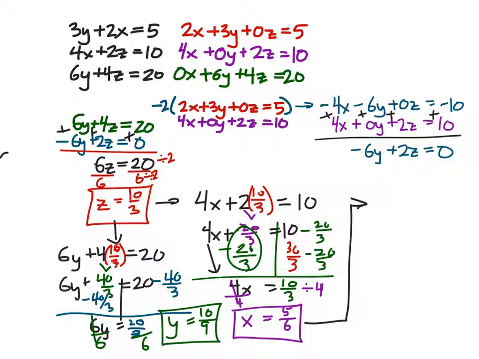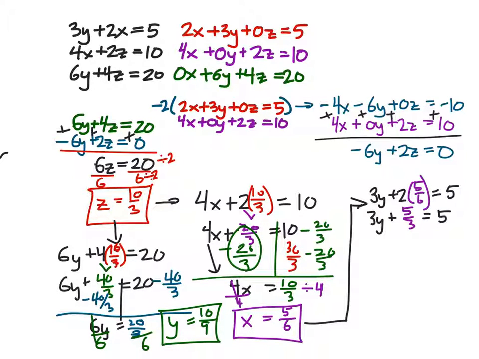Now, if we did that right, we should get the same thing for the x as well. So what I'm going to do is use that top equation, 3y plus 2x equals 5, and I'm going to replace the x with 5/6. Now, if our x and our z values are correct, then we will get the same y value. If they're different, then we need to go back and figure out what we did wrong.